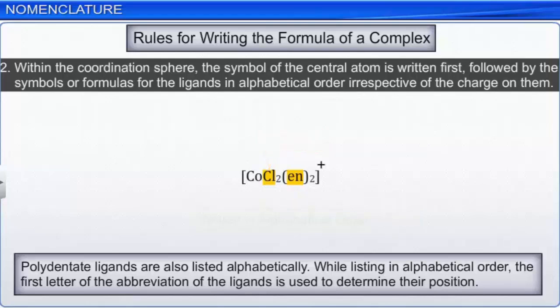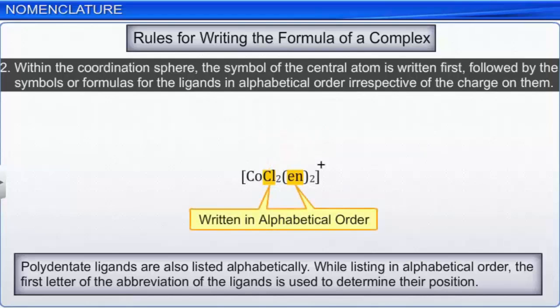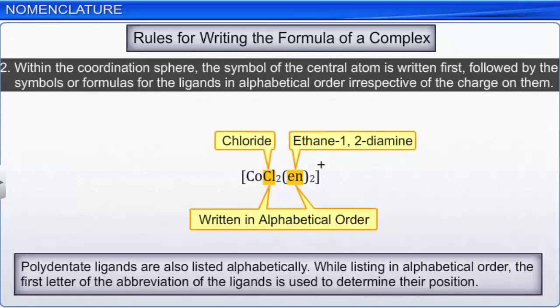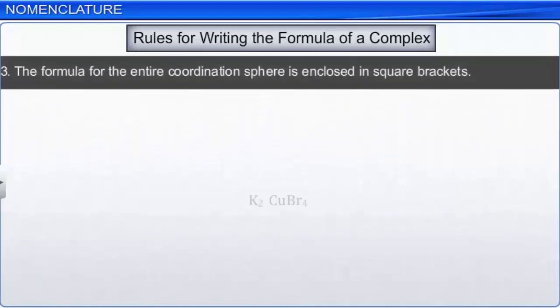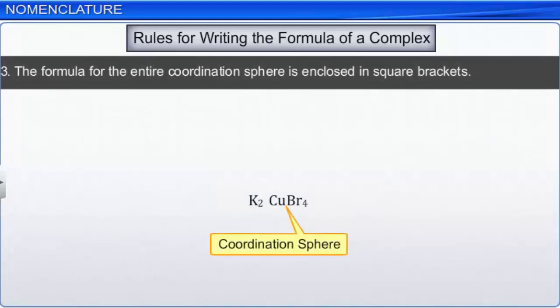Another rule is that the formula for the entire coordination sphere is enclosed in square brackets. For example, in the complex shown here, the coordination sphere containing the metal atom copper with 4 bromine atoms are enclosed in square brackets. The cation potassium is written outside the coordination sphere.